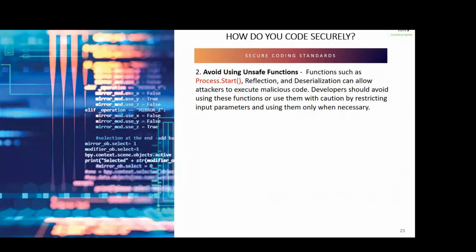Number 2 is avoid using unsafe functions. Functions such as Process.Start, reflection, and deserialization. Deserialization can obviously allow attackers to execute malicious code. Developers should avoid using these functions or use them with caution by restricting input parameters and using them only when necessary. Now, I want to ask a question.